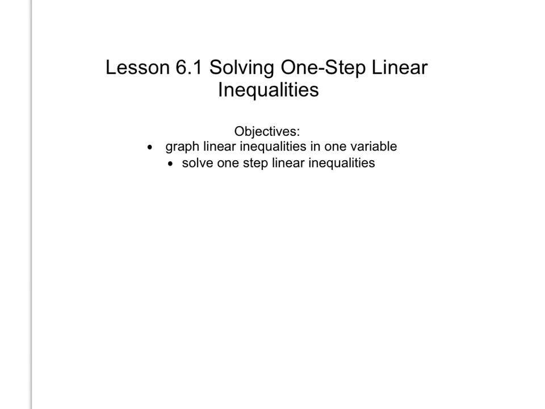Alright, this should be lesson 4.1 because this is unit 4, lesson 1. The reason why I said 6.1 before is because it's out of chapter 6 of the book. But unit 4, lesson 1, solving one-step linear inequalities.